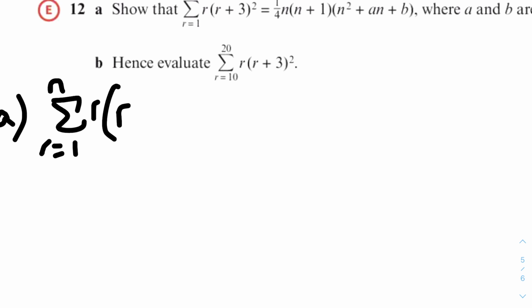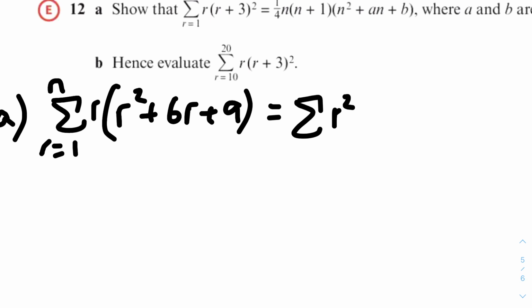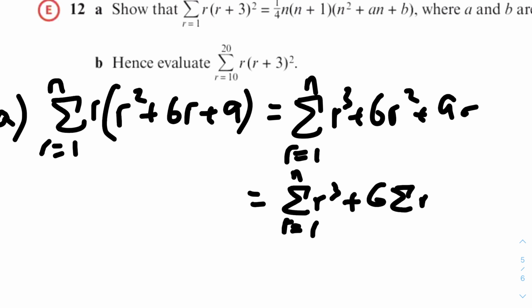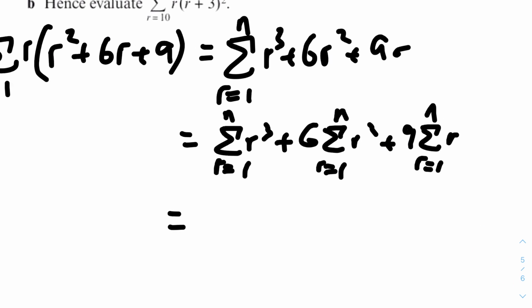So it will be r squared plus 6r plus 9. And this will be equal to the sum of r cubed plus 6r squared plus 9r from r equals 1 to n. And let me just split into 3 different sums. So it will be the sum of r cubed from r equals 1 to n plus 6 times the sum of r squared from r equals 1 to n plus 9 times the sum of r from r equals 1 to n.